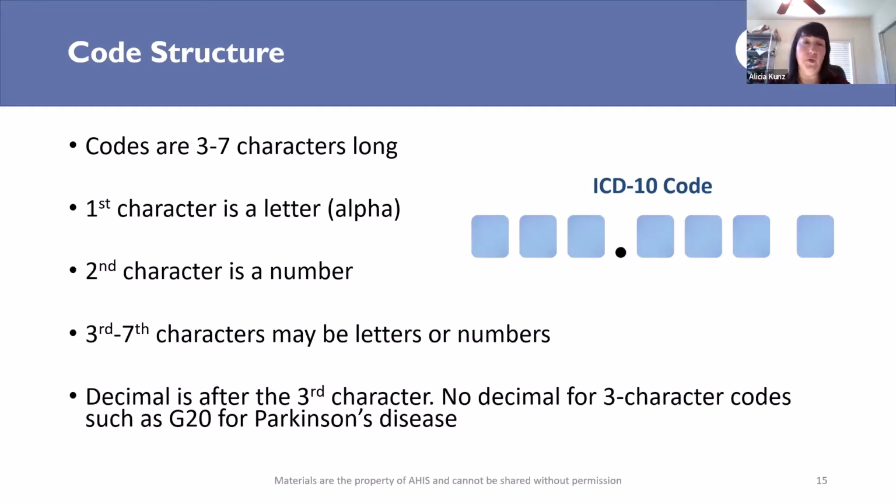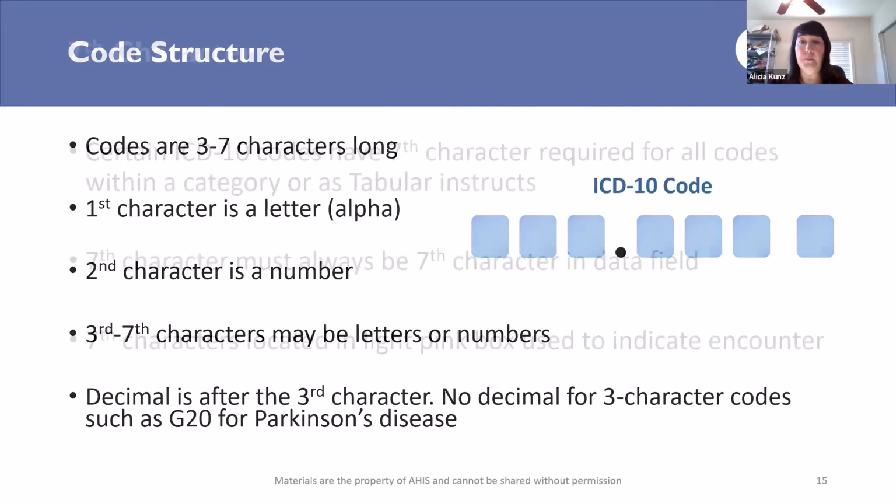And then any of the characters between 3 and 7 can be letters or numbers. The decimal is always going to be after the third character. So remember, I was talking about Parkinson's disease. That's only 3 characters long. You don't need to put a decimal after that. The decimal is only used for codes that are more than 3 characters long.